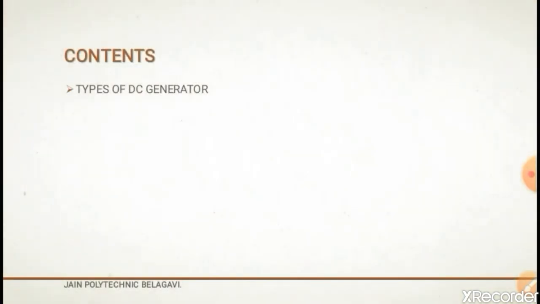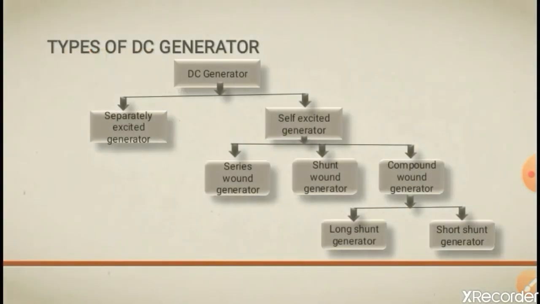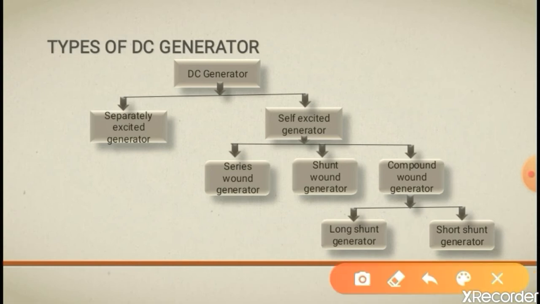generators. So as we have studied in our previous videos, the DC generator mainly has two windings. Those are field winding and armature winding. Based on the construction of the field winding and the armature winding, the DC generators are subdivided into two types: separately excited generator and self-excited DC generator.